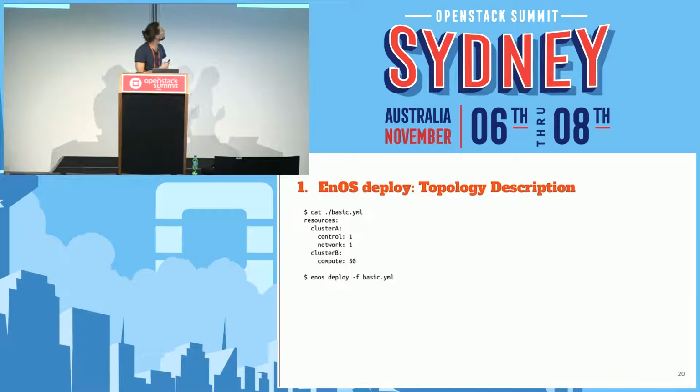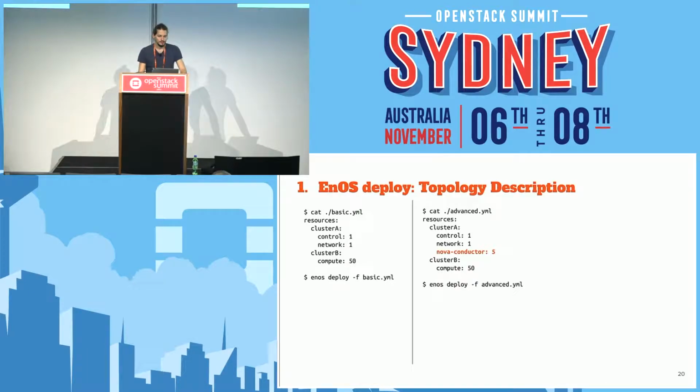This one is a very basic example. What we can see is we declare the nodes we want to use. So here I pick 2 nodes from cluster A: one control node for the control services of OpenStack, one network node for the network services of OpenStack. And here I pick 50 compute nodes from cluster B. So it is a very basic and straightforward example that shows how we can describe the topology in EnOS.